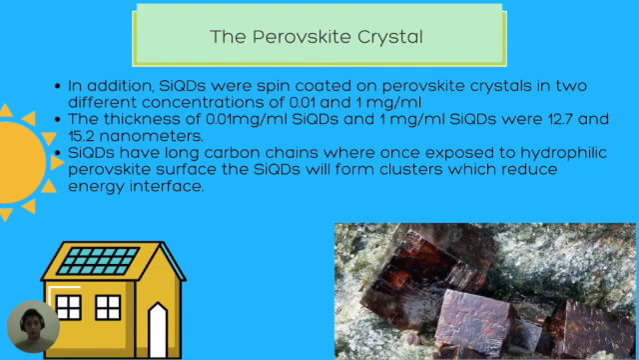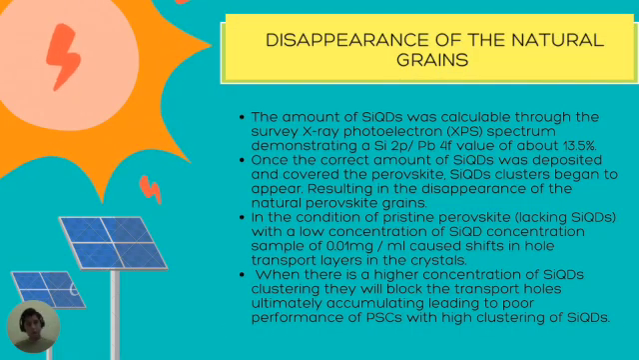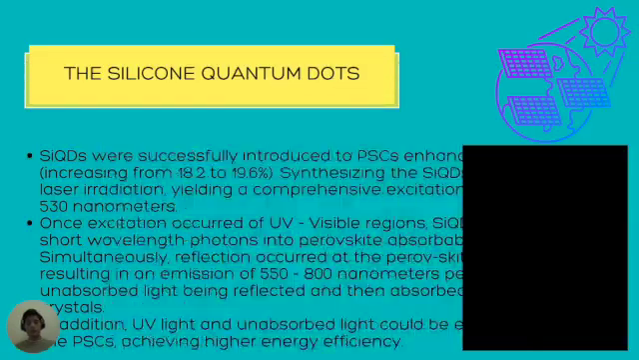Now, the perovskite crystals were actually spin-coated with silicon quantum dots in different concentrations of 0.01 and 1 milligram per milliliter. The thicknesses of the actual silicon quantum dots varied a little bit from 12.7 to about 15.2 nanometers. The disappearance of the natural grains: when the silicon quantum dots were spin-coated on the perovskite crystals themselves, the natural grains, or the cracks, I guess you can say, within the crystals themselves would be filled in by the quantum dots, which would significantly increase the efficiency of the solar panels themselves.